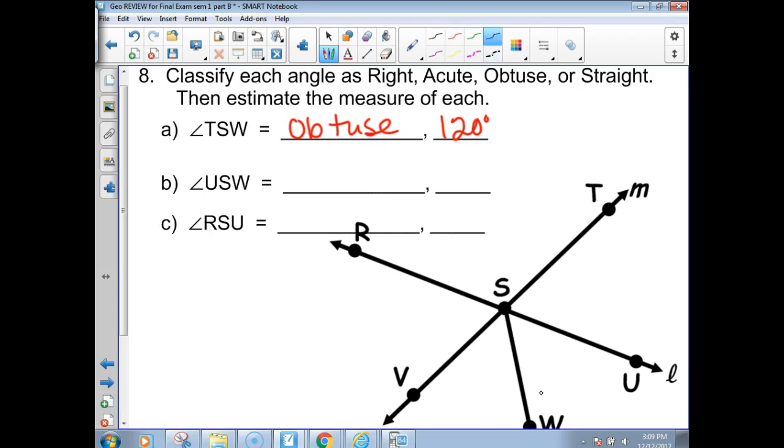USW, nice little small angle. That's acute. And about how big do you think that one was? About 60, 50? Okay. And then RSU, nobody should disagree with because it's straight. Okay, and that would be 180.